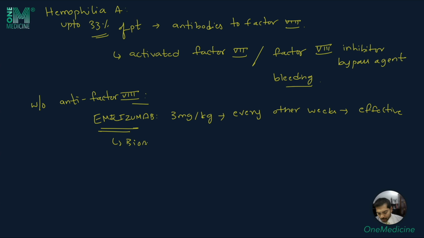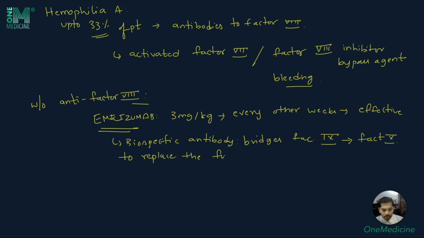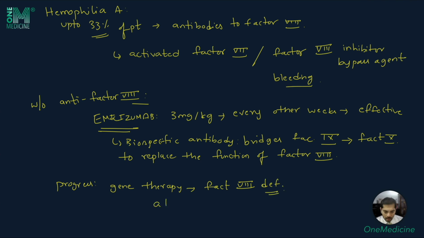Emicizumab is a bispecific antibody that bridges the factor 9 and factor 10 to replace the function of factor 8. Latest studies have shown progress in gene therapy for factor 8 deficiency using adeno-associated virus 5 as vectors.